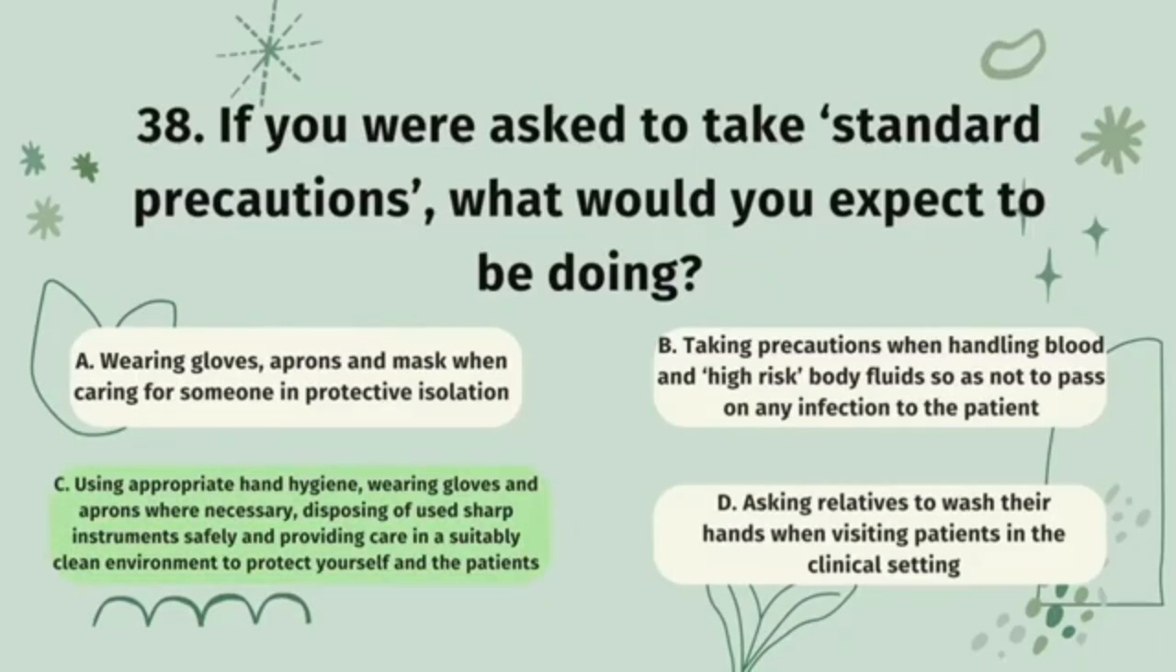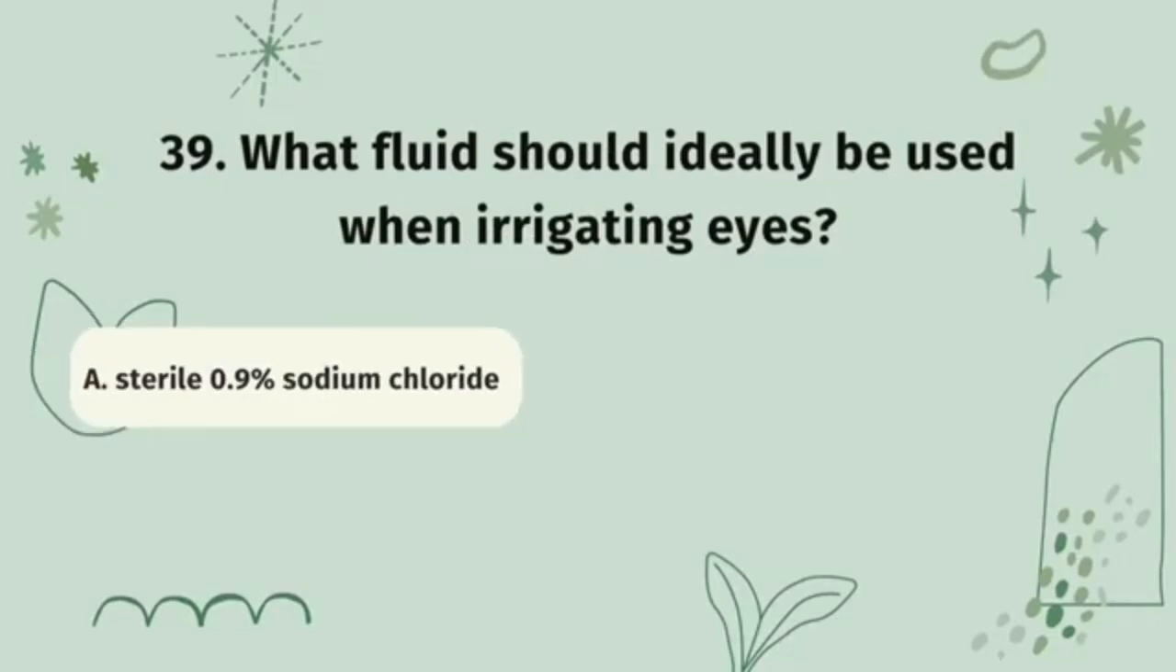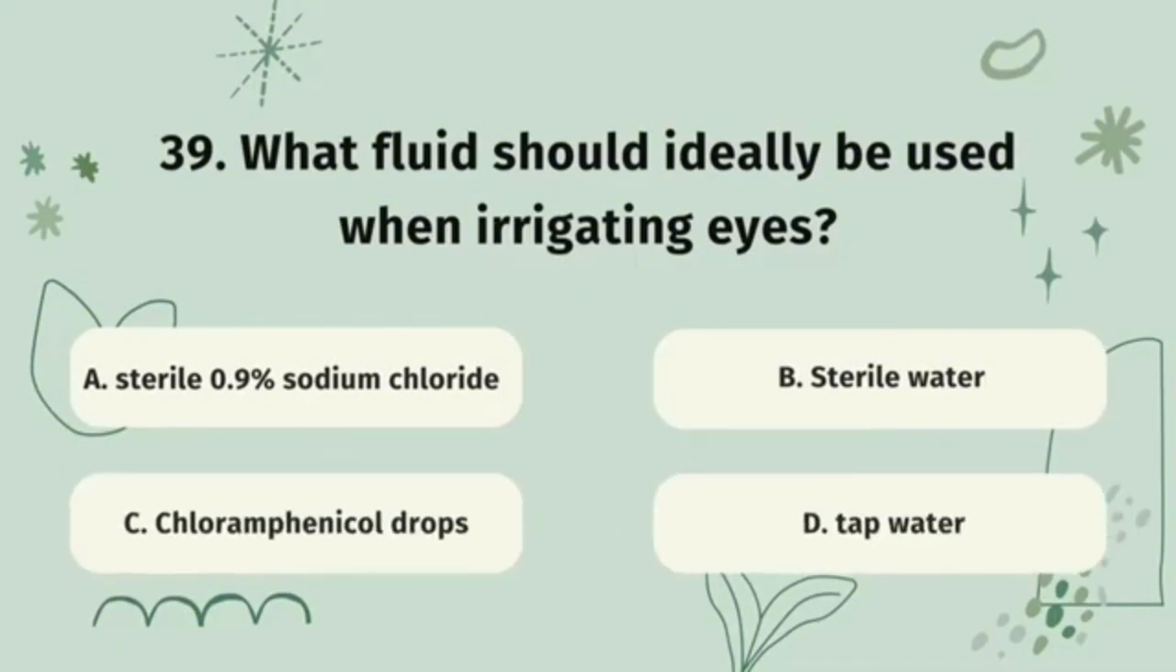The correct answer is C. Question 39. What fluid should ideally be used when irrigating eyes? Option A. Sterile 0.9% sodium chloride. Option B. Sterile water. Option C. Chloramphenicol drops. Option D. Tap water.